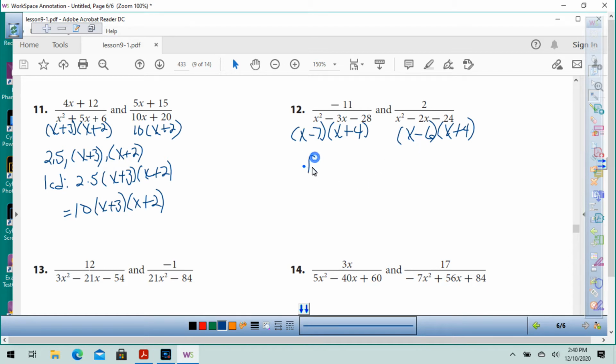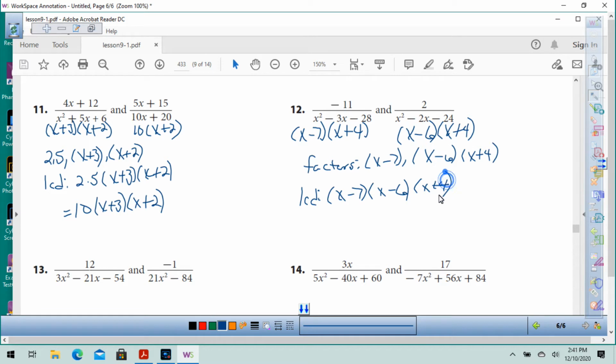So my factors. And let's see. I have x minus 7. I have x minus 6. And they share an x plus 4. So my least common denominator is going to be x minus 7 times x minus 6 times x plus 4. Easy peasy.